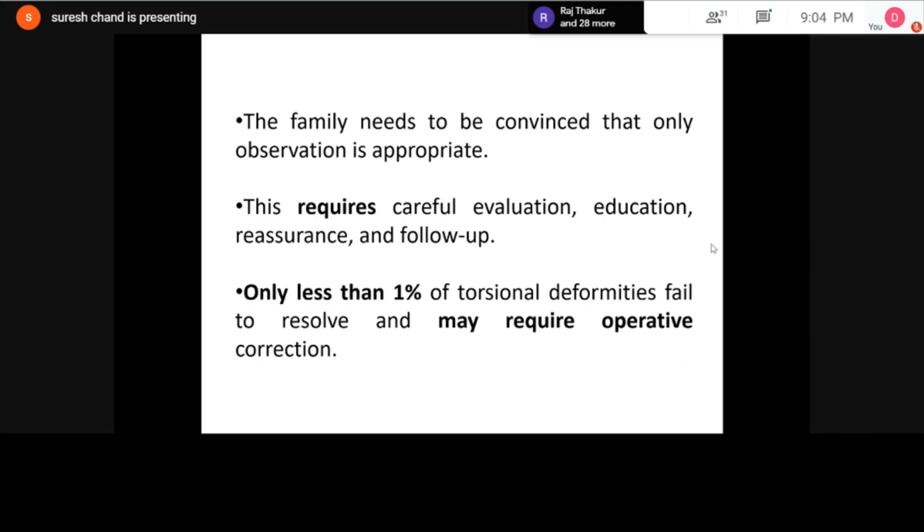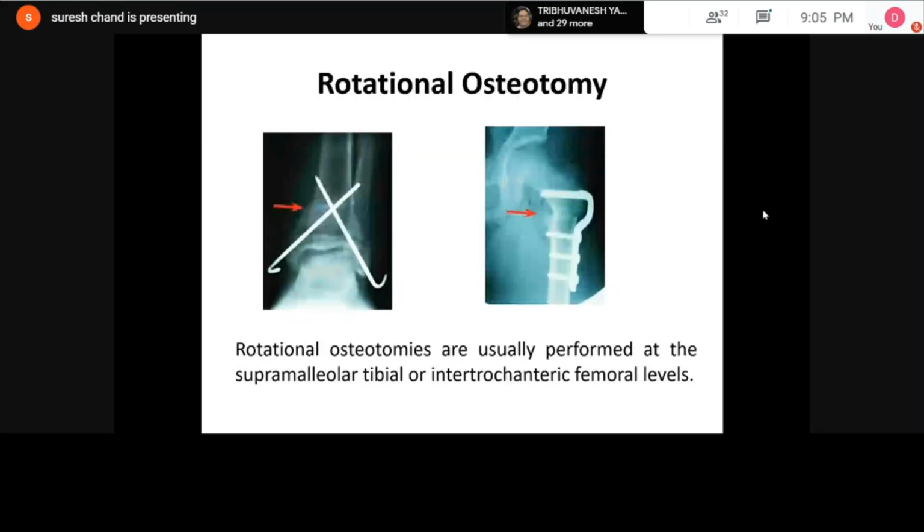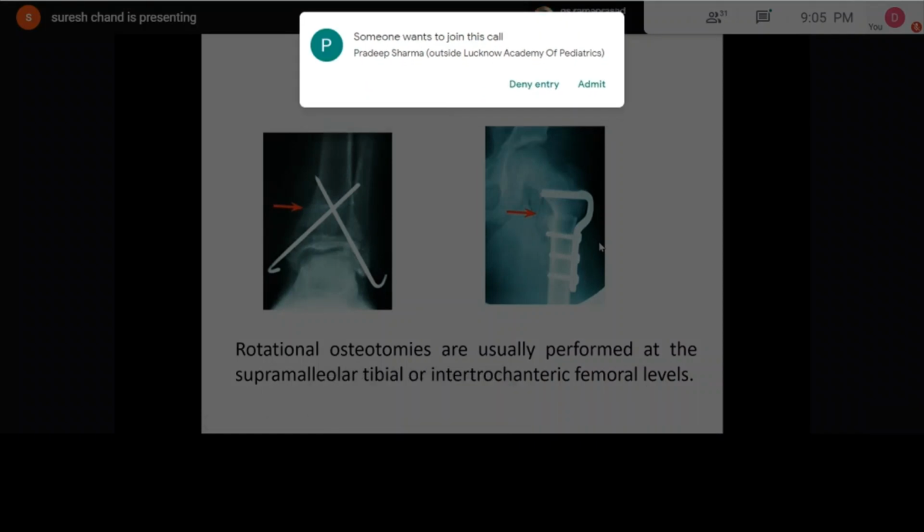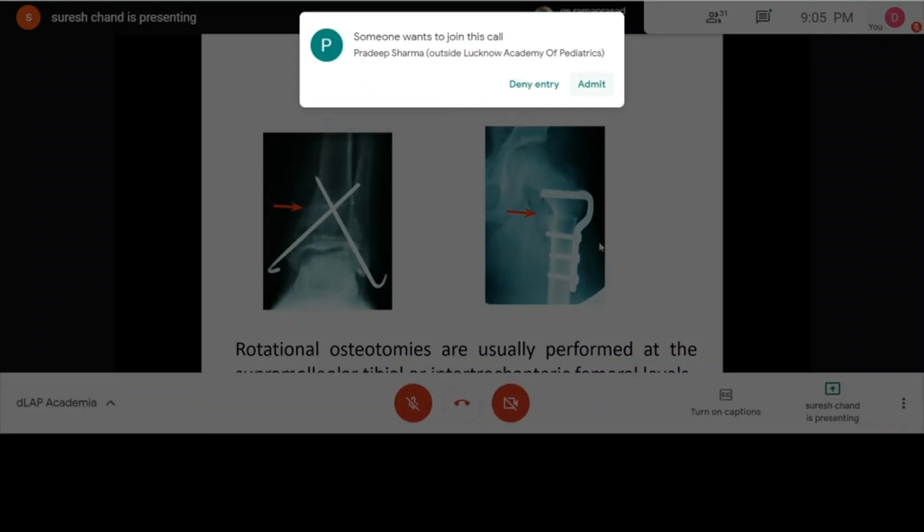The family needs to be convinced that only observation is appropriate treatment. This obviously requires careful evaluation and ruling out any pathological issue. Then we have to educate and reassure parents, and continuous follow-up might put some confidence in parents. We have to assure them that less than 1% of torsional deformities fail to resolve spontaneously and may require operative correction. And these rotational osteotomies at the level of distal tibia or at the femur are very effective if the need comes for such intervention.